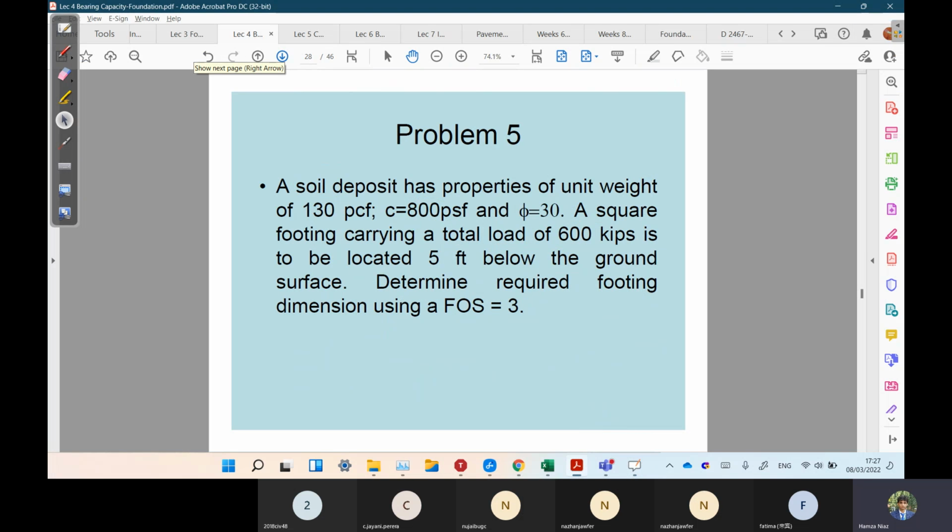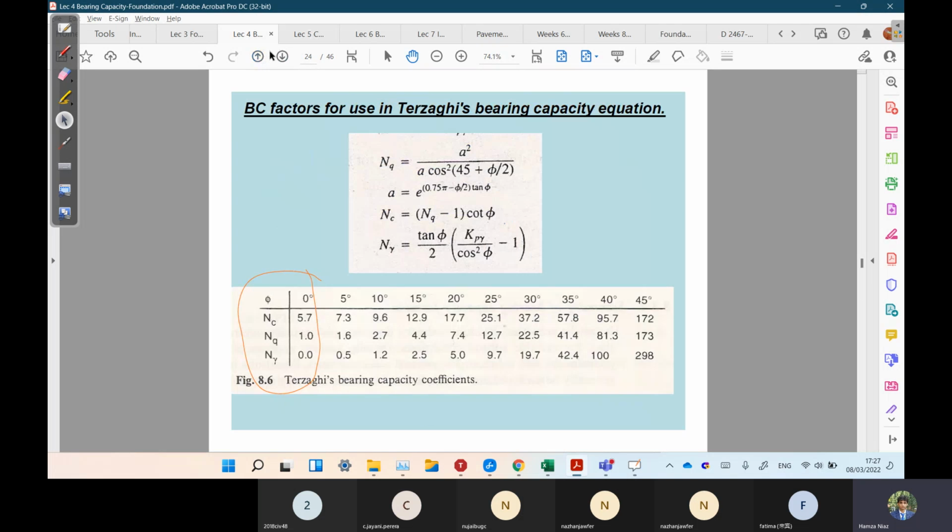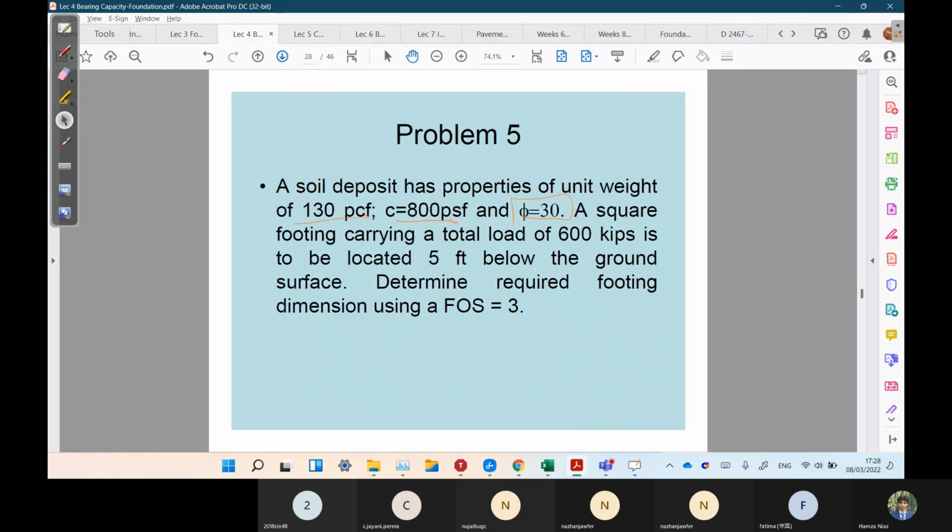If you look at this question, they are saying the unit weight is this. We know gamma. This C value is directly given. Phi value is 30. So now we have to consult these tables for NC, NQ, and N gamma. For phi 30, we have these values of NC, NQ, and N gamma. Carrying a total load, this is Q total load. Depth of footing is 5 feet. So again, the same question. Just the difference is we have changed the values of NC, NQ, and N gamma.